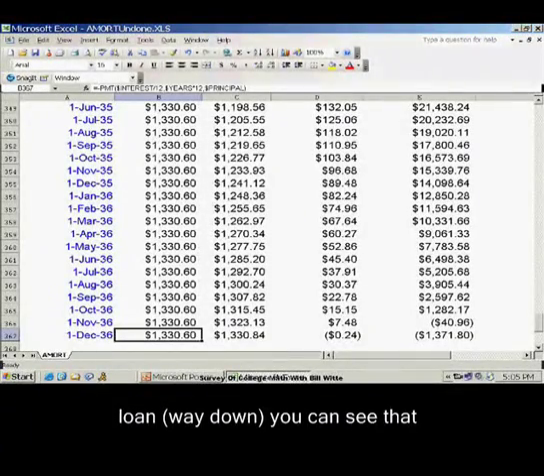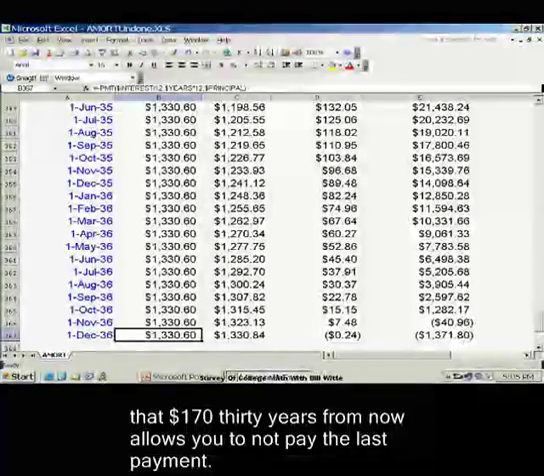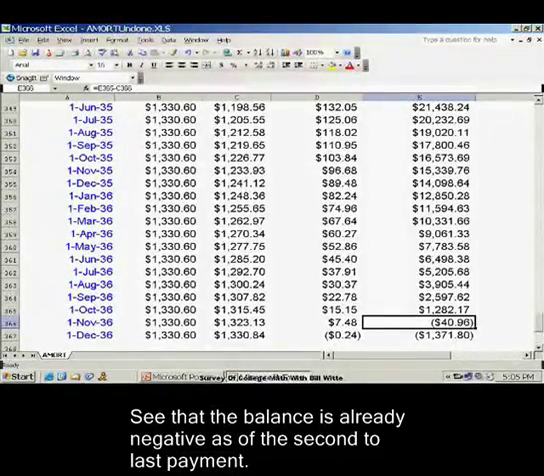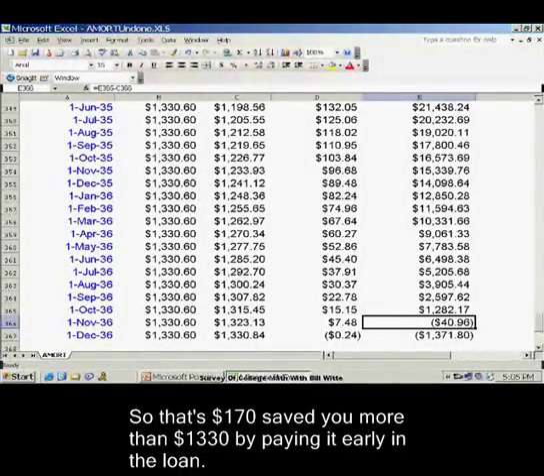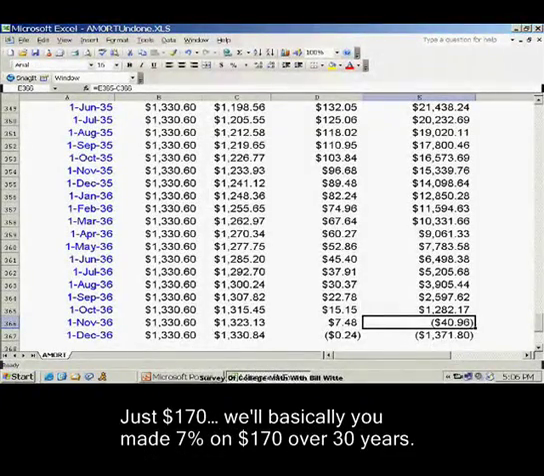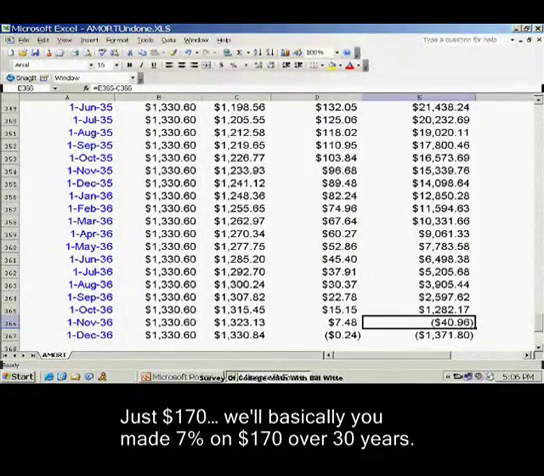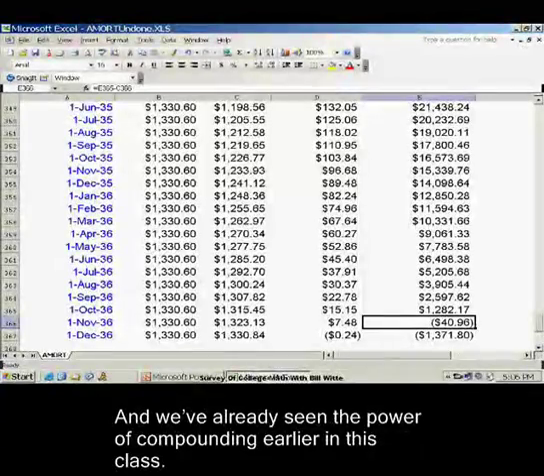Pretty cool. Do you know what? Actually, you've paid off the loan already. I mean, well, I shouldn't say that. I say that $170 30 years from now allowed you to not pay the last payment, because look, the balance is already negative as of the second to last payment. So that $170 saved you more than $1,330 by paying it early. Just $170. Well, basically, you made 7% on $170 over 30 years. And we know the power of compounding there.